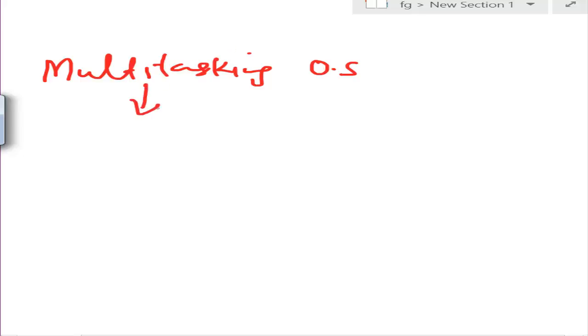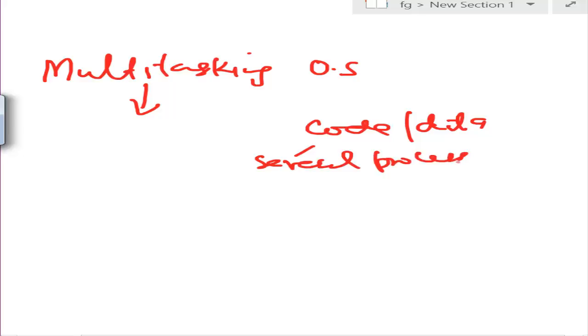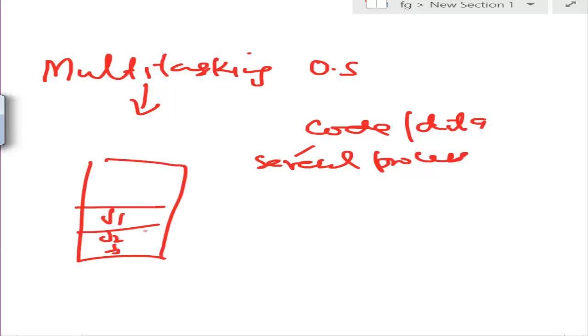A multitasking operating system is implemented by maintaining the code and data. You have the code, you have the data, and you maintain that not for one but for several processes. You're maintaining their code and data in memory simultaneously. Like I showed, we have job 1, job 2, job 3. They all have their code and data, several processes together in the memory.